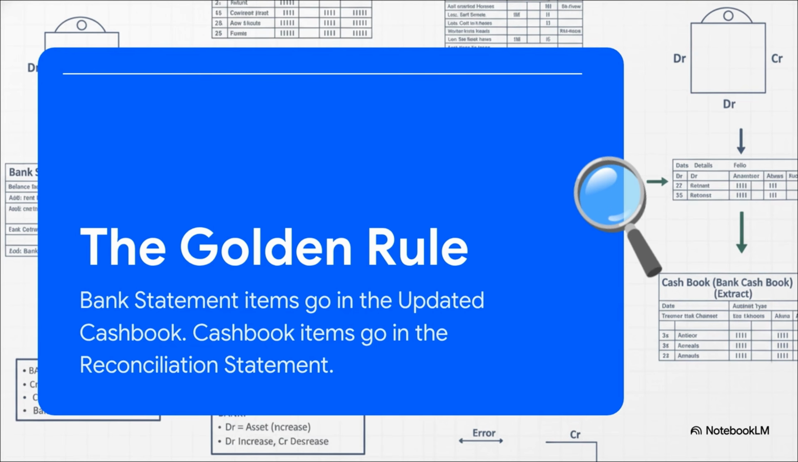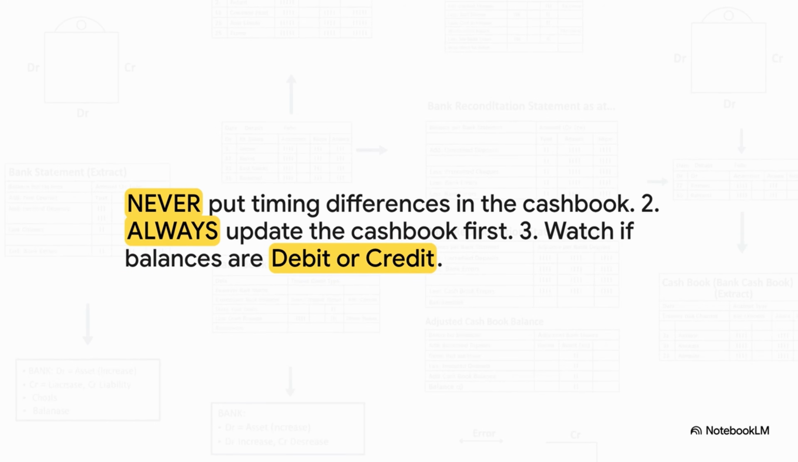Okay, if there's just one thing you take away from all this, make it this golden rule. It makes everything so much easier. Here it is. If it's on the bank statement but not in your Cashbook, it goes into the updated Cashbook. If it's in your Cashbook but not yet on the bank statement, it goes into the bank reconciliation statement. Simple as that.